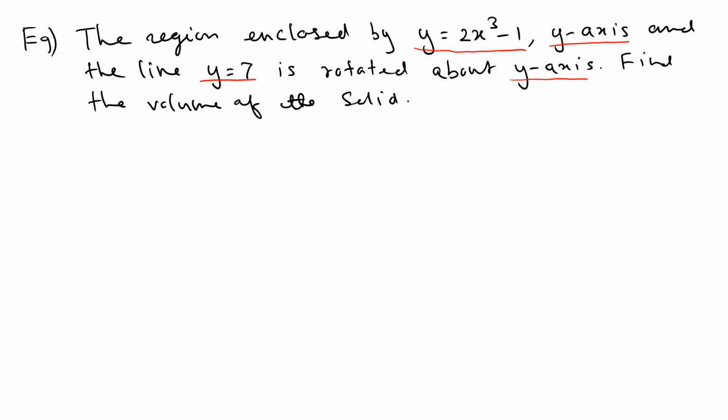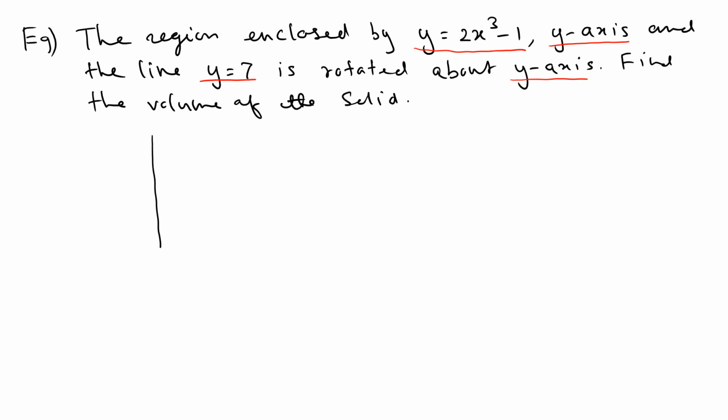So again, let's graph the situation. You can see what the shape of y equals 2x cubed minus 1 is. It is a cubic function. By multiplying by 2, it's just going to scale, it doesn't change its shape much. And then you pull it down by 1. Also, you are interested only in the region enclosed by that curve, the y-axis, and the line y equals 7. So that means it's going to look like this.